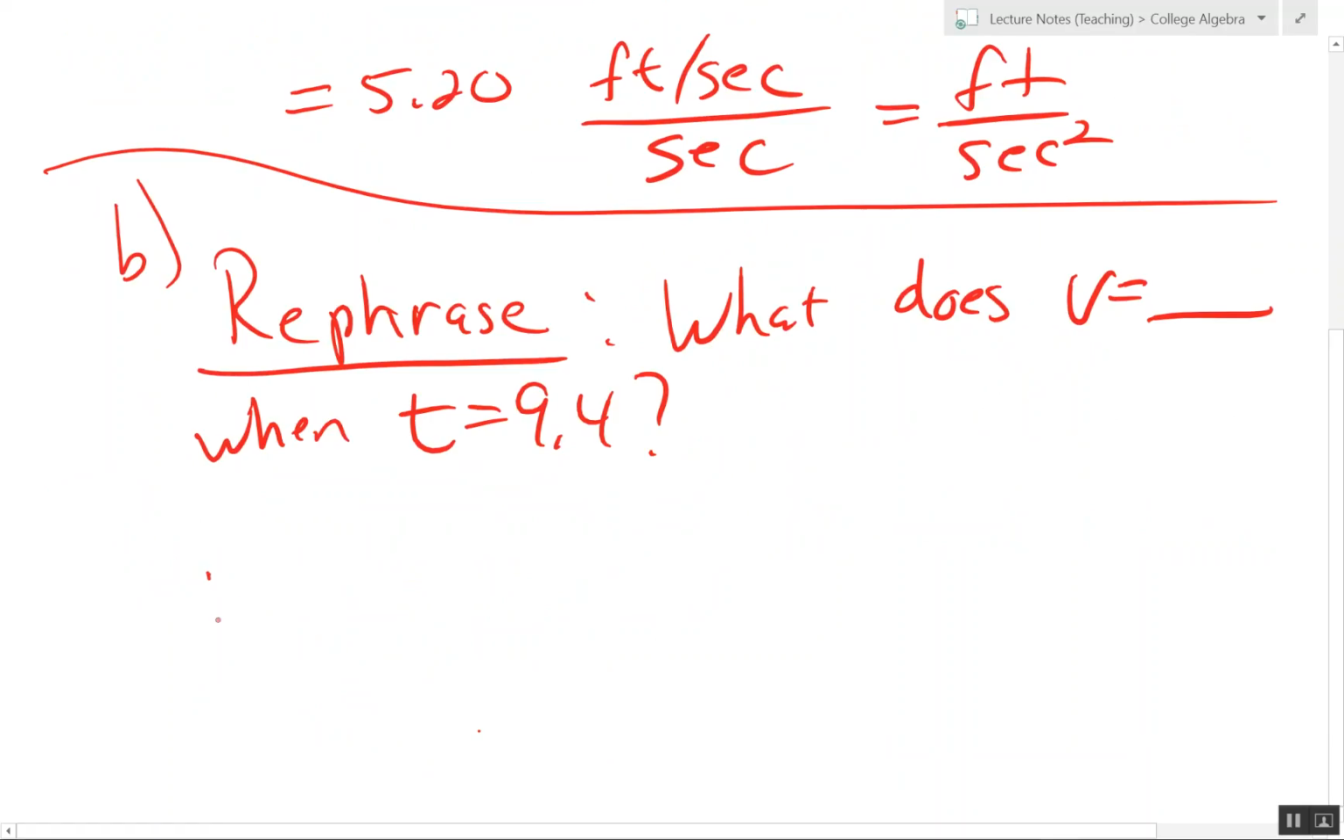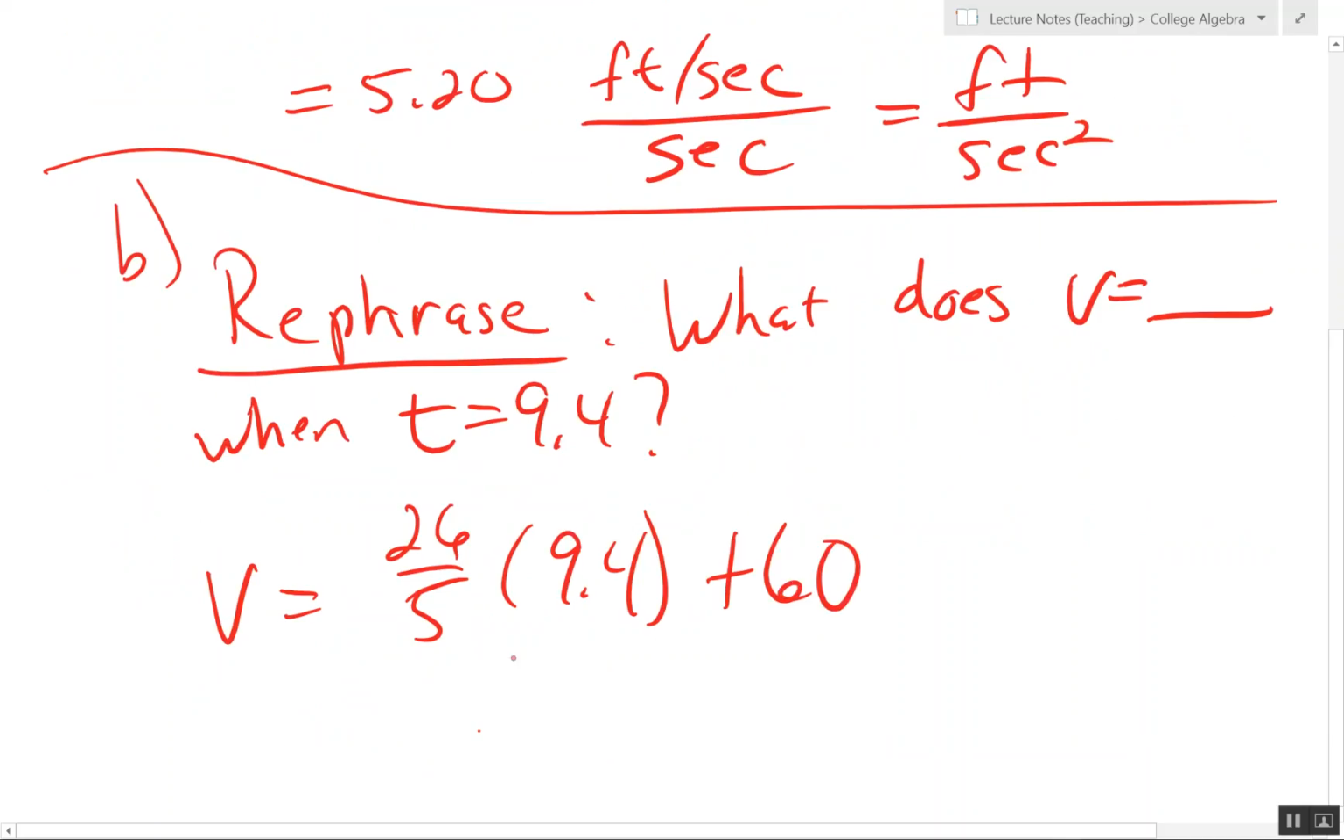So we have v equals 26 over 5 times 9.4 plus 60, and we have to run this through the calculator. So this is 26 divided by 5 times 9.4 plus 60, and this gives us 108.88 feet per second, which is how fast we are traveling at that instant.